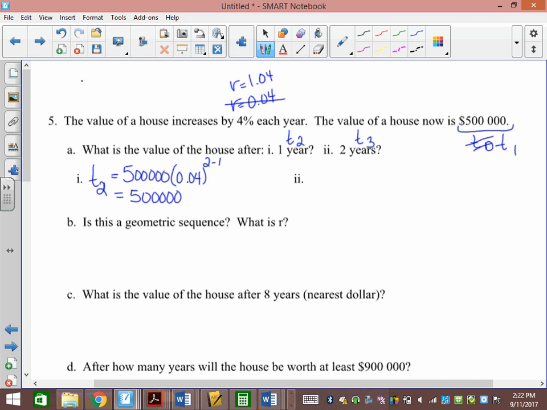So this 1 actually represents 100% of the original value. Does that make sense? So if it's increasing, it needs to be more than 100%, which means it needs to be more than 1. So if you're putting 0.04, your value of your house is going to decrease. It just is. And that's not what it's going for. So we actually have to have 1.04 here. So it's 1.04 to the 1. Now that will include the 500,000, and you're not going to have to add the value to it. So what's 500,000 times 1.04? What do you get?